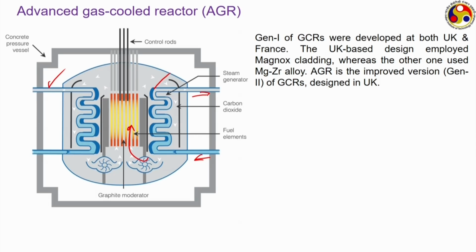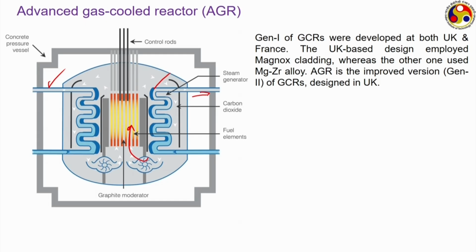The gas cooled reactor has a quite checkered history. The first generation of gas cooled reactors were developed in the United Kingdom and France separately. The UK based design employed magnox as the cladding, whereas the one in France uses a magnesium zirconium alloy for the cladding material. The advanced gas cooled reactor is only a modified version of the original gas cooled reactors conceptualized in the United Kingdom.